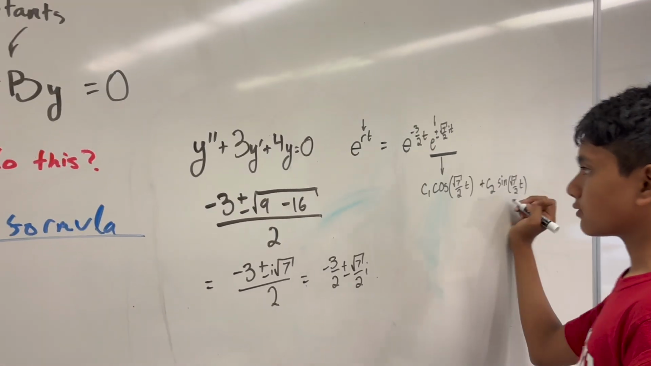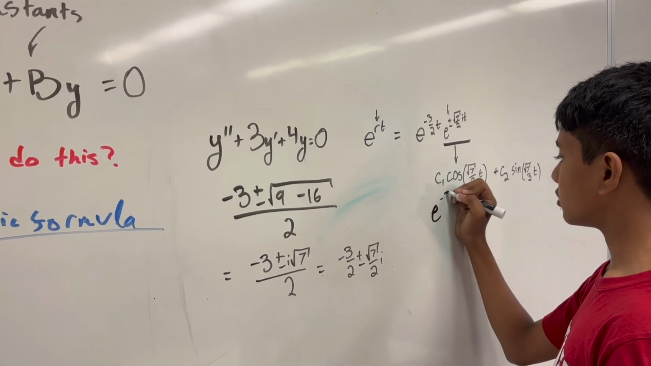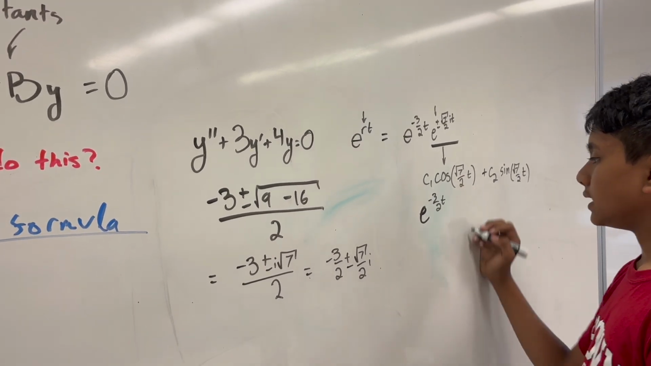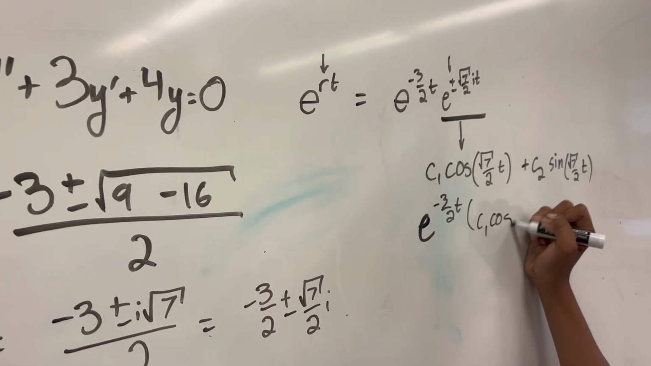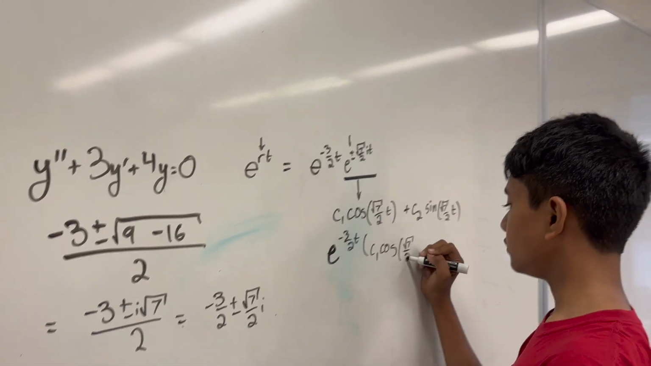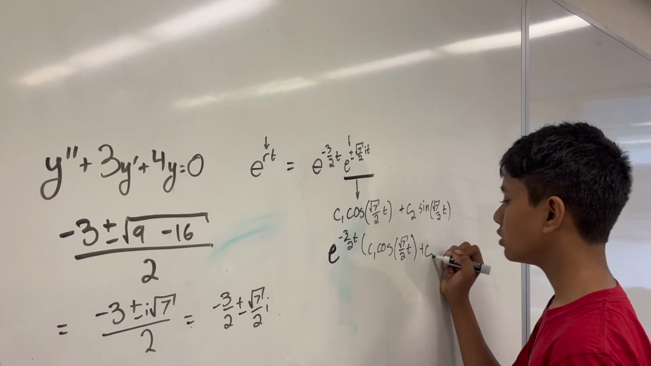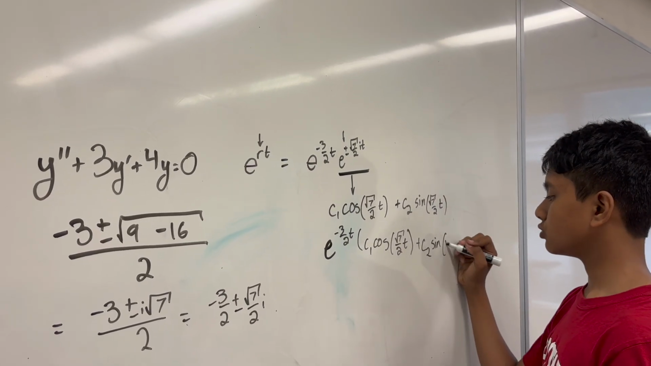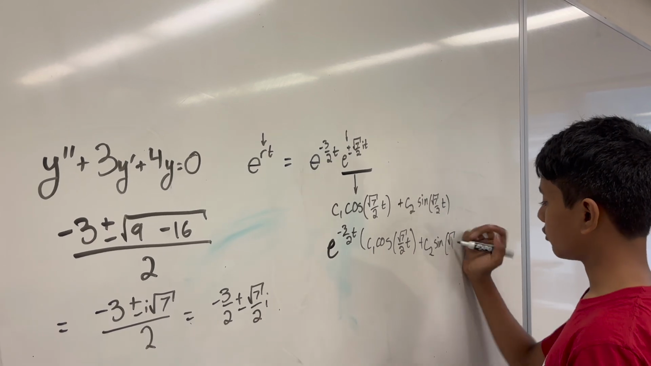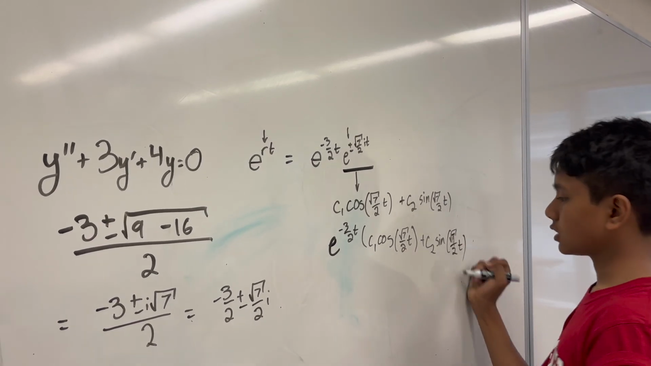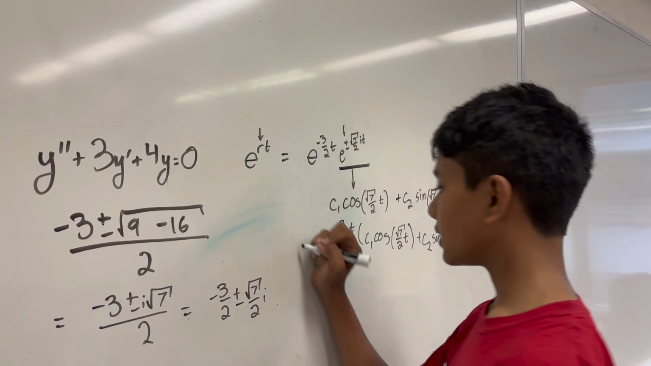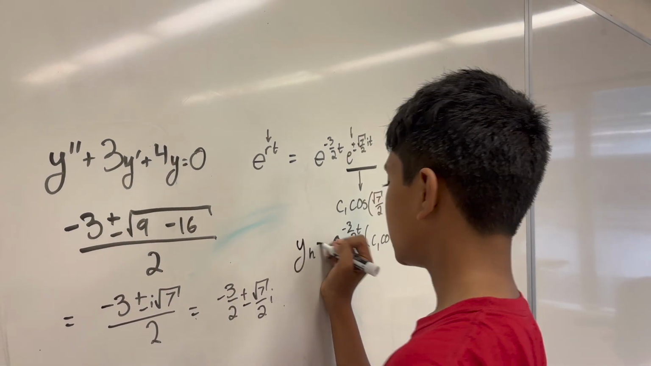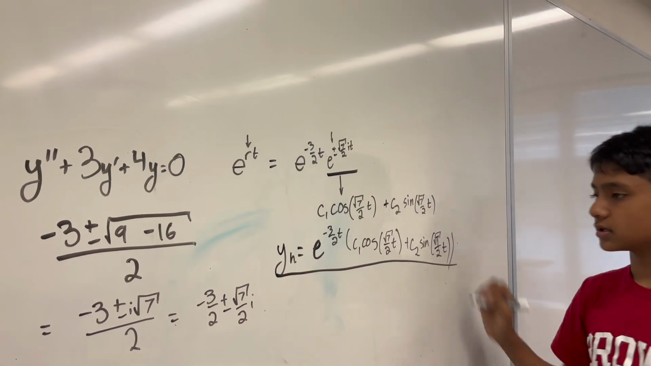So that's where we get everything over here. So our general solution is just e to the minus 3 over 2 t times c1 cosine root 7 over 2 t plus c2 sine root 7 over 2 t. No, not root 2 over 7. Okay, yep. Doesn't look too clean, but this is our general solution to a homogeneous equation.